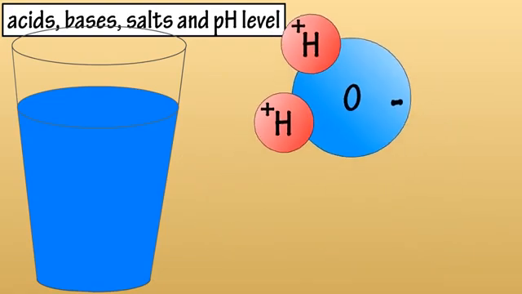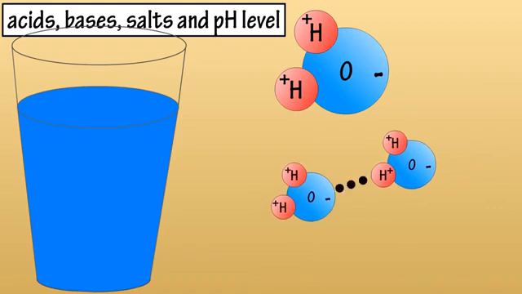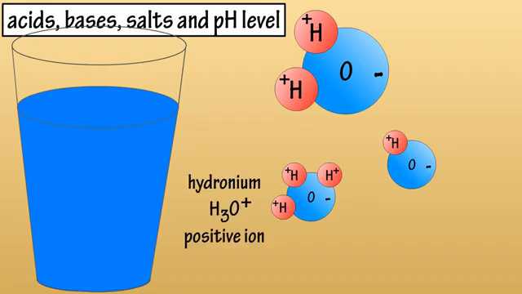These charged ends weakly attach the positive end of one water molecule to the negative end of an adjacent water molecule. This attraction or bonding is called a hydrogen bond. Sometimes this attraction of a hydrogen atom of one water molecule to another molecule becomes so strong that it actually detaches from its original molecule and attaches to the other water molecule. So this yields a hydronium, or H3O positive ion, and a hydroxide, or OH negative ion.